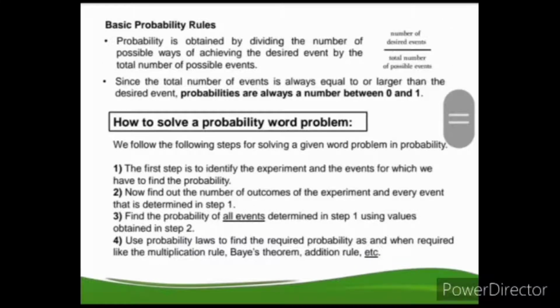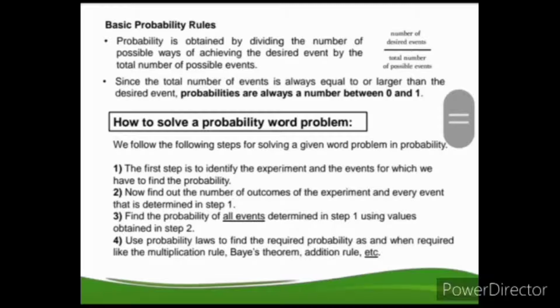Let's have now the basic probability rules. First, probability is obtained by dividing the number of possible ways of achieving the desired event by the total number of possible events. Second, since the total number of events is always equal to or larger than the desired event, probabilities are always a number between 0 and 1. In probability rules, we have this formula, which is the number of desired events over the total number of possible events.